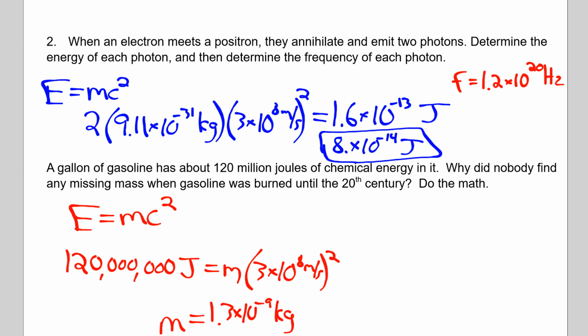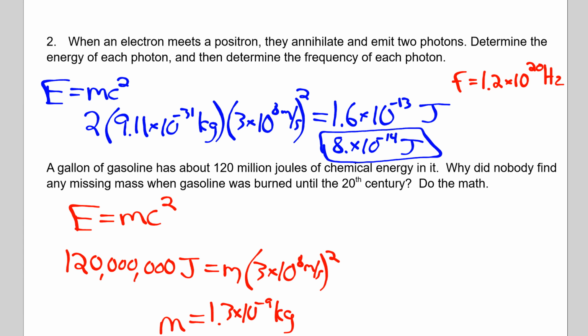When an electron meets a positron, they annihilate and emit 2 photons. Determine the energy and the frequency. So it's E equals mc squared. The 2 is because it's an electron and a positron. There's 2 things. Then we put the mass. It's the mass of an electron, 9.11 times 10 to the negative 31. The positron has the same mass. That's why we're multiplying by 2. Times the speed of light squared.